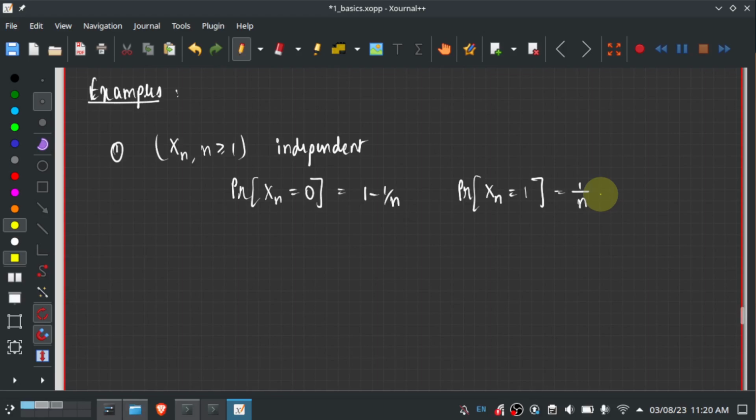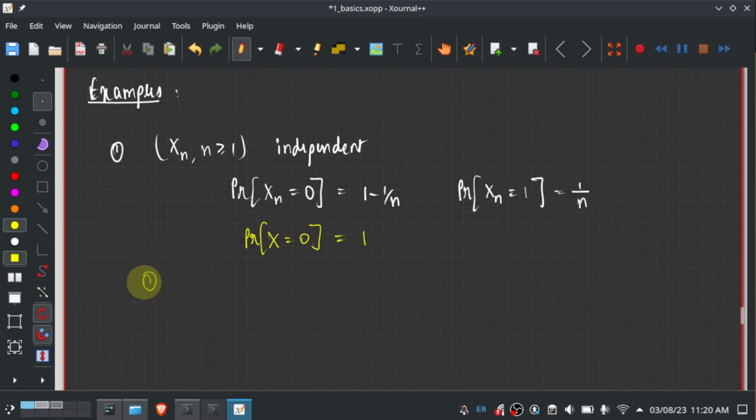Now, as n tends to infinity, what do you expect would happen? If this had to converge to some random variable, what would that random variable be? It would be a deterministic quantity, a random variable which takes the value 0 with probability 1. So let's define x to be the random variable such that probability x equal to 0 is 1. Let us see in what sense does this sequence of random variables converge to this random variable.